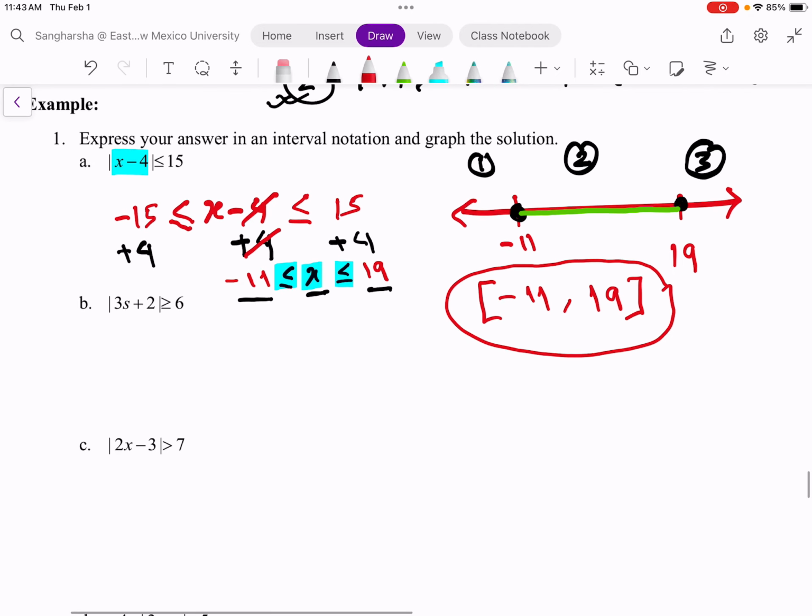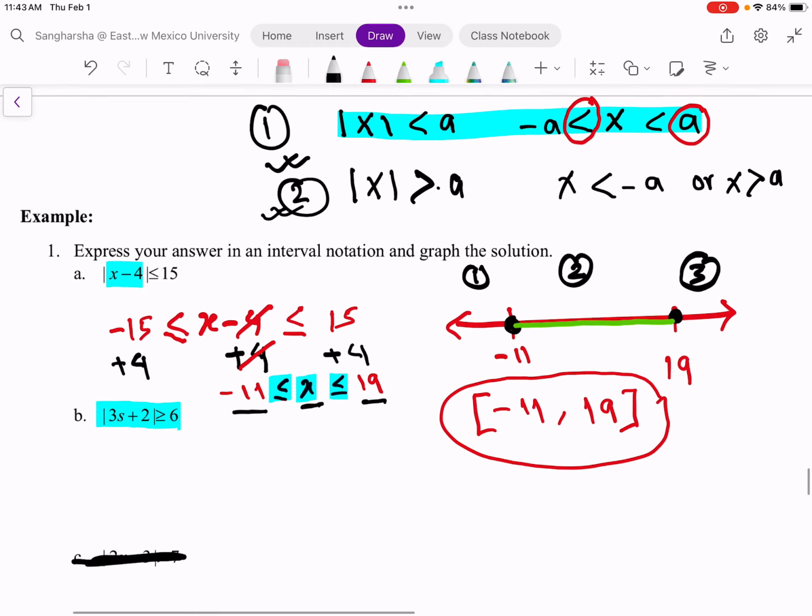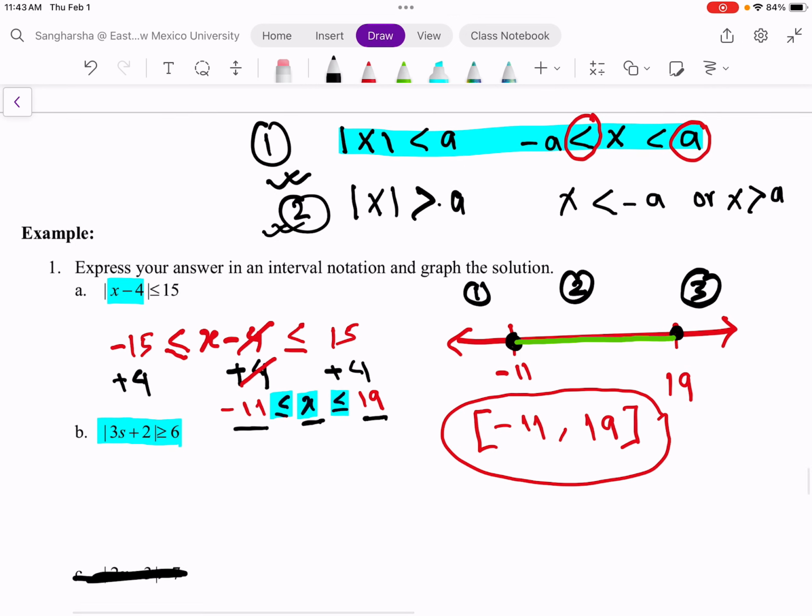Okay, the next one we have is the absolute value of 3s plus 2 is greater than or equal to 6. Now which definition do we use? Just let me erase this for a while. First one or second one? We're going to use the greater-than one, which is the second one, okay? We're going to use this definition.